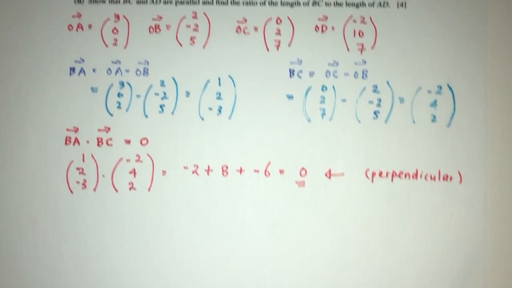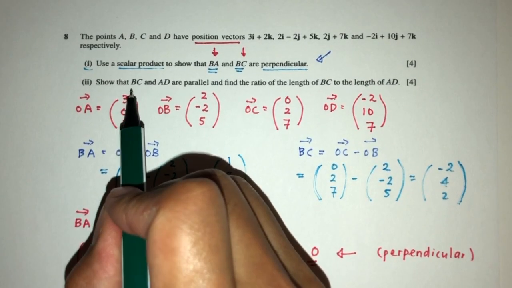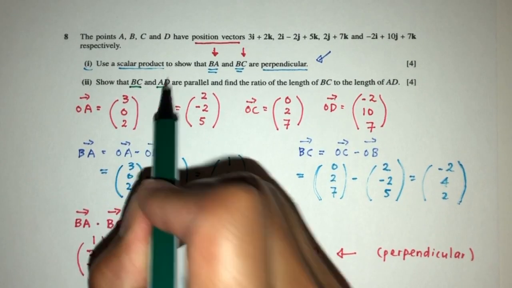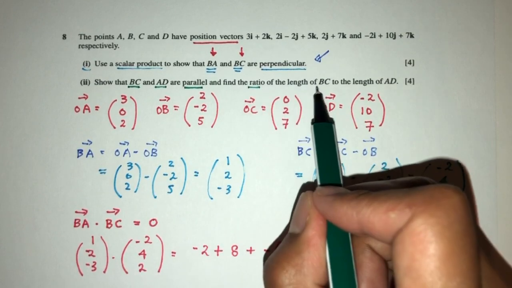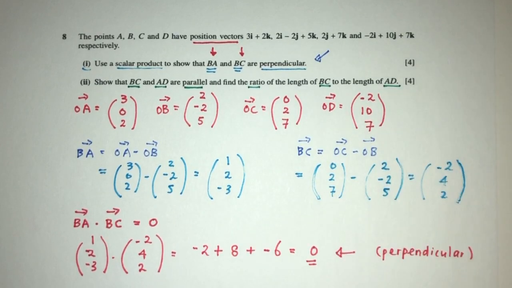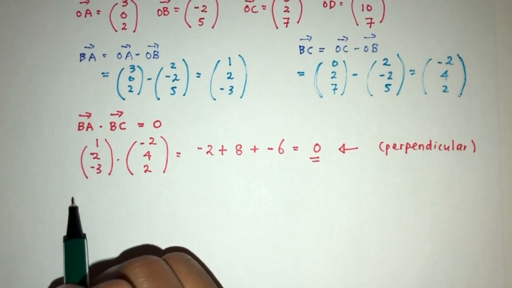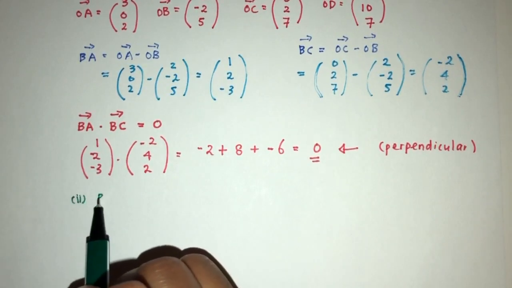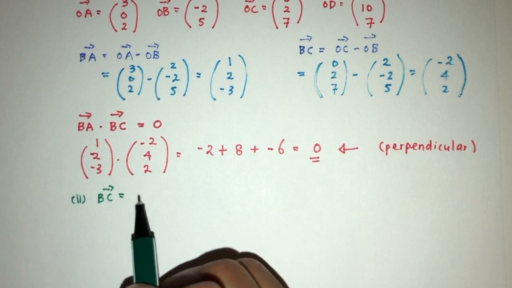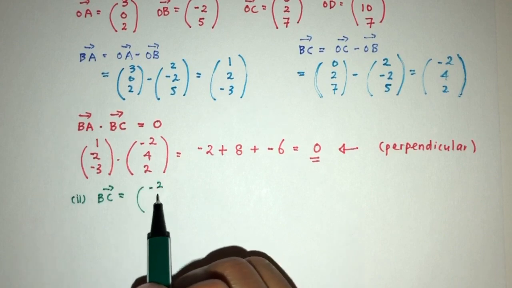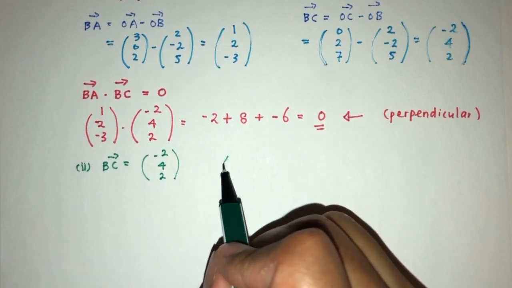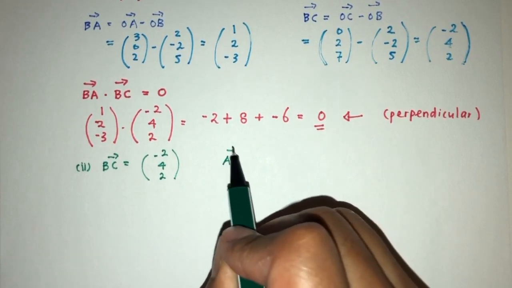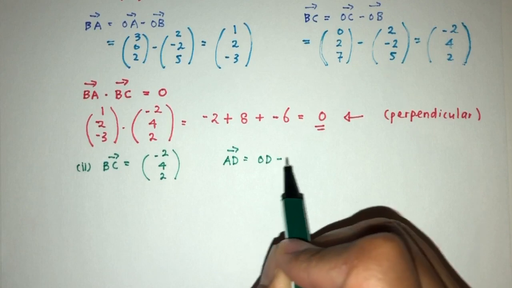Move on to part 2 of the question. We have to show BC and AD are in the same direction, or parallel, and find the ratio of the length of BC and the length of AD. So let's find out. We know BC for part 2. BC was found to be (minus 2, 4, 2). Now let's find the direction of AD. It will be OD minus OA.